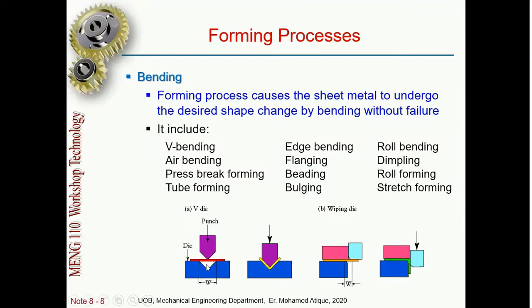Here the die is of V shape, and the punch is also of V shape. So when the punch goes inside the die, it forces the metal inside the slot. This punch will not cut it, it will just force this sheet metal into the slot, getting a V shape. It will just force the metal so that the metal gets bent in a V shape.